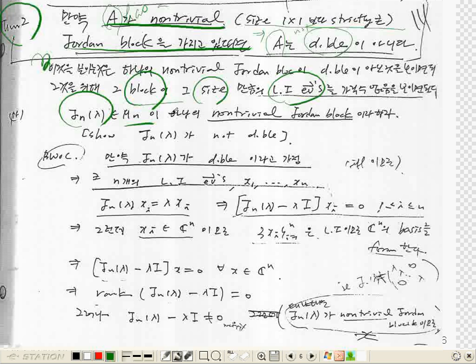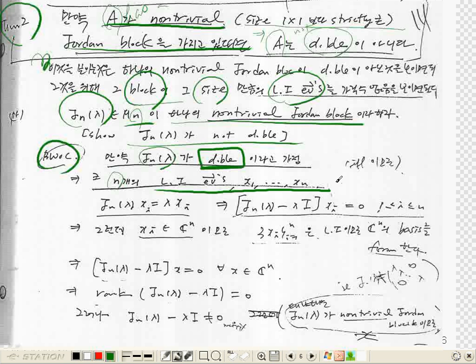Suppose Jn of lambda is a non-trivial Jordan block. We just show it for that particular one block. Then we can show this Jn of lambda is not diagonalizable. Let's say the size is n for that particular one. By way of contradiction, suppose this Jn of lambda is diagonalizable. Then there exist n linearly independent eigenvectors, and they satisfy these characteristic equations.